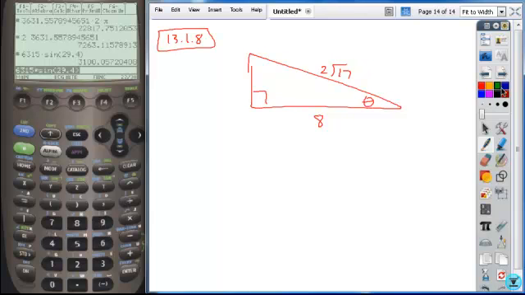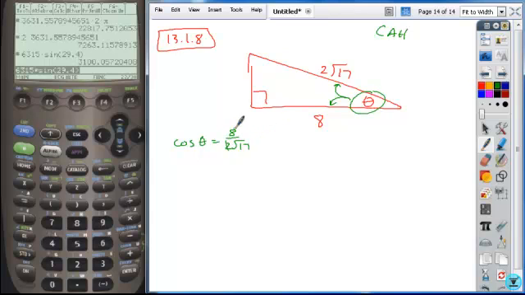All right, in problem 8, it asks you to find all the trig ratios given this triangle. Well, we can find two of the ratios just by looking at this. Before we even do anything, we have this angle, we have an adjacent side, and we have a hypotenuse. So which trig ratio relates adjacent and hypotenuse? Cosine. So we know that the cosine of theta is equal to adjacent over hypotenuse.